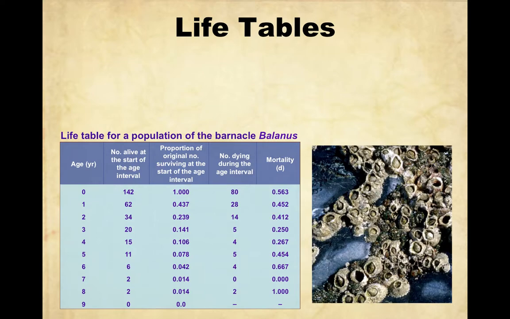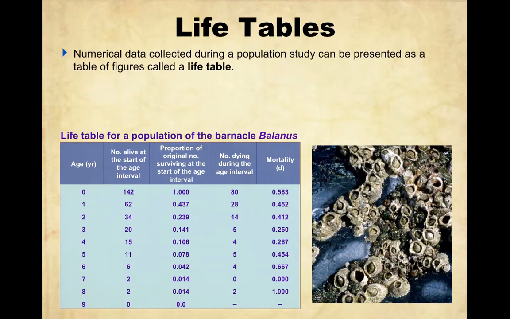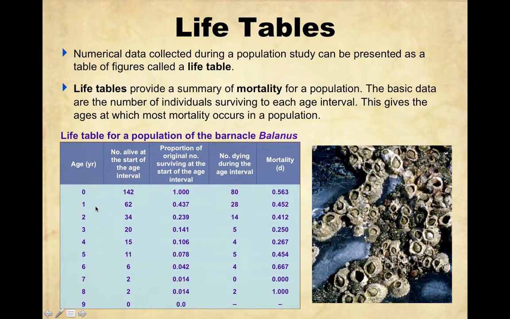So when we're looking at some data, populations can be presented in a data table called a life table. And what a life table shows you is the years, the number alive at each age, the number of individuals surviving at the start of each age interval, and the number dying at each age interval. So it shows you the death rate, the mortality, okay? So how many individuals of that age group are dying per year.